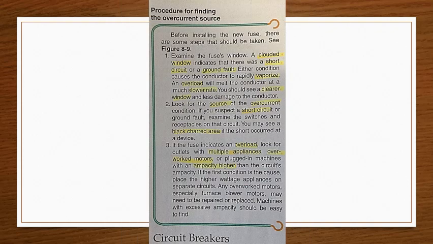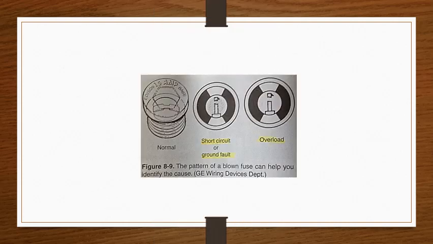Procedure for finding an overcurrent source. Before installing a new fuse, there are some steps that should be taken. For this, see figure 8-9. 1. Examine the fuse's window. A clouded window indicates that there was a short circuit or a ground fault. Either condition causes the conductor to rapidly vaporize and overload. An overload will melt the conductor at a much slower rate. You should see a clearer window and less damage to the conductor.